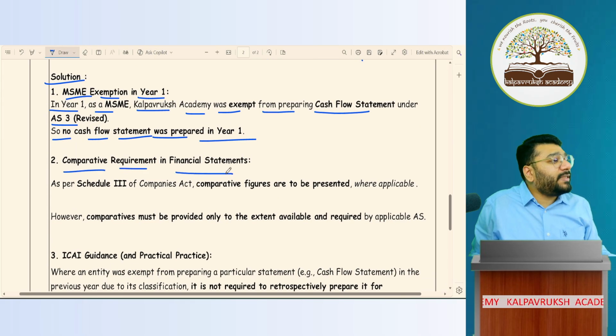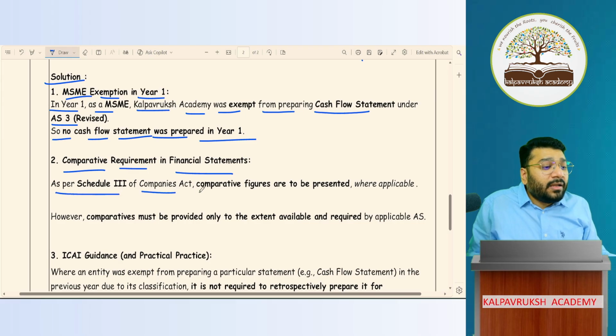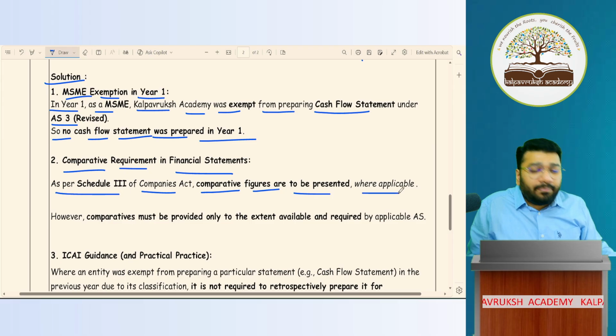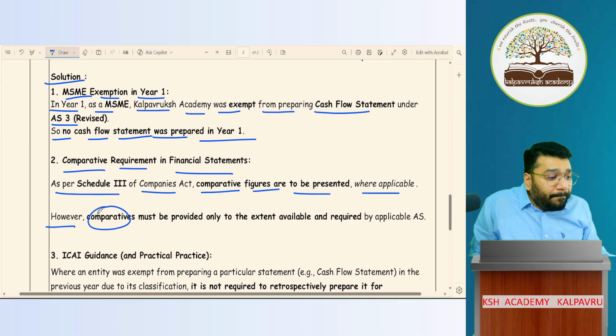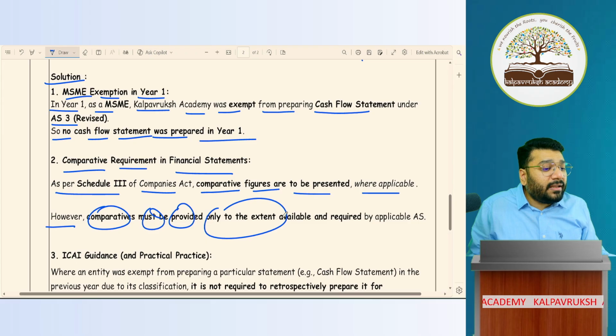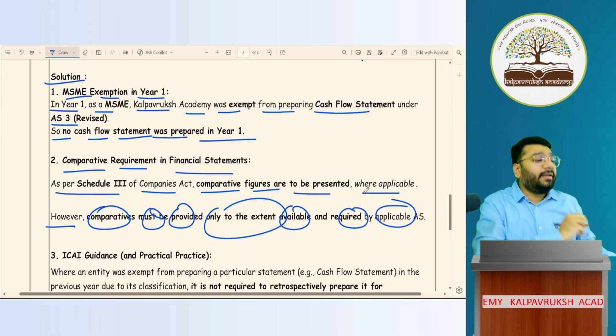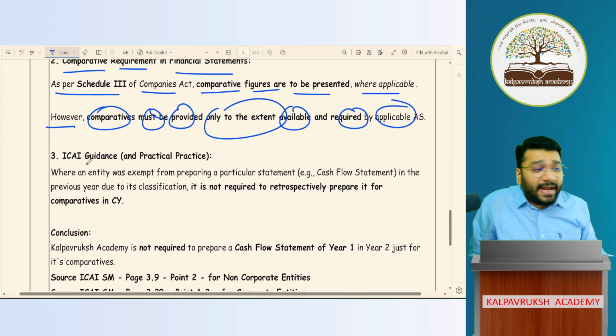Comparative requirement in financial statement. As per Schedule 3 of the Companies Act, comparative figures are to be presented wherever applicable. However, comparatives must be provided only to the extent available and required by the applicable law. So what is the ICAI's guidance here?